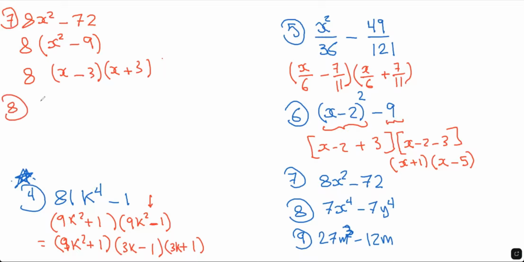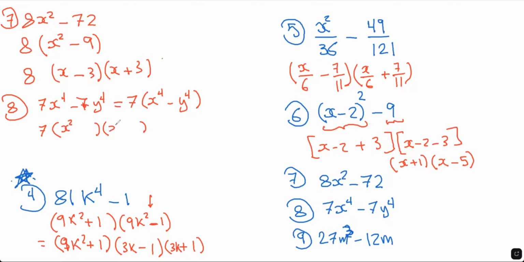You have 7x to the 4 minus 7y to the 4. But I can see that I could take out 7 as the greatest common factor. And you're going to get x to the 4 minus y to the 4. And after that, I know I have the difference of two squares now, because the square root of x to the 4 is x squared.